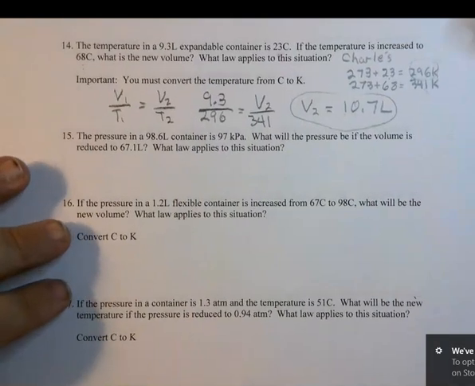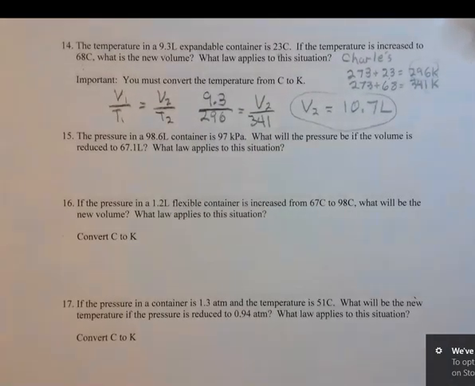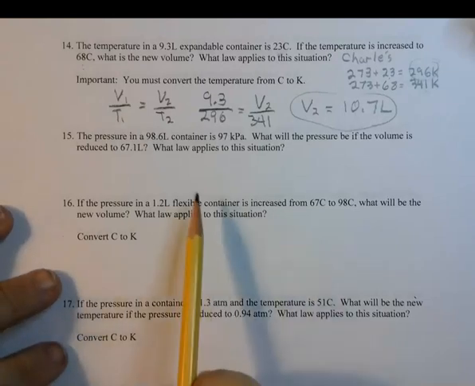So if you increase the energy by increasing the temperature, you increase the energy in those molecules, then you're going to increase the volume. That's going to expand your balloon. Okay, let's go on to the next one.